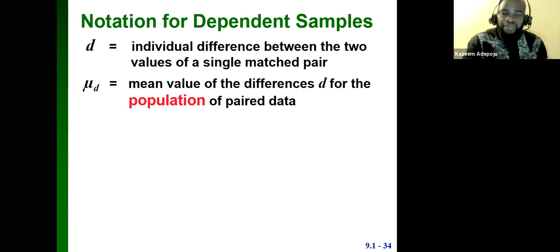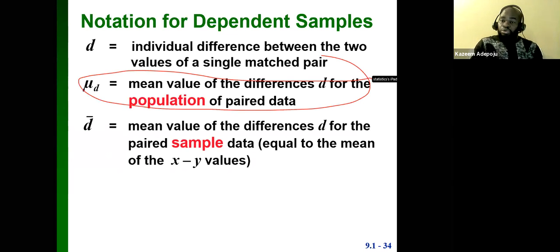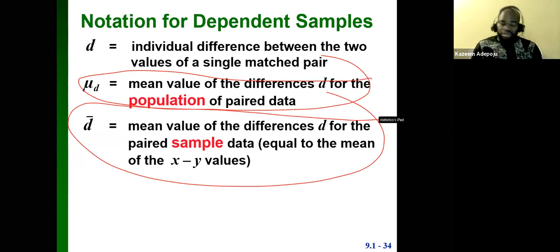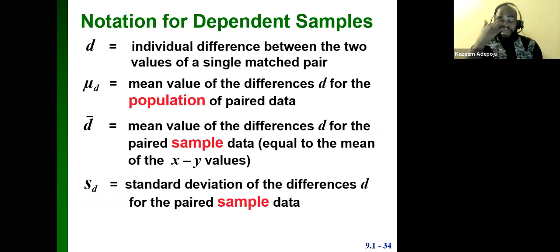After that, this is the population mean of the difference, but we can only estimate that by taking a sample. Therefore, this is what we're actually going to get from the sample. And after getting that from the sample, we can also calculate the standard deviation of the difference, D, for the paired sample data. We can calculate the standard deviation for that as well.